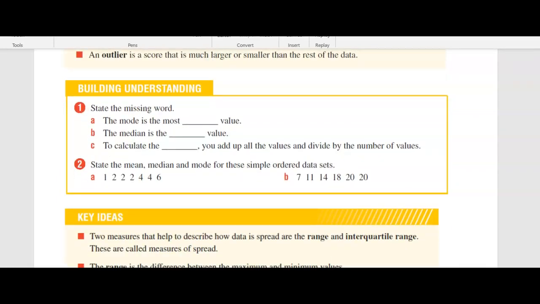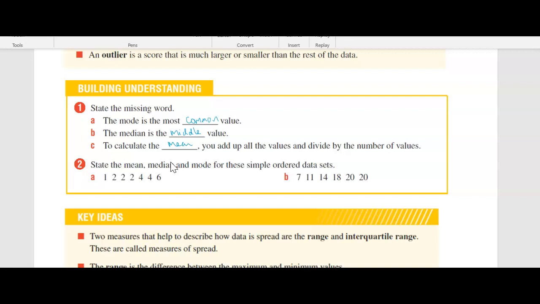All right, so let's fill in this building understanding. The mode is the most common value. The median is the middle value. Just remember they have to be put in order. And to calculate the mean, you add up all the values and divide by the number of values.